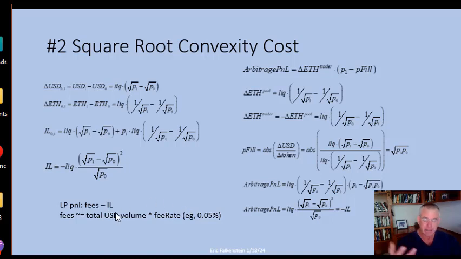They should be making, in options, you make it via theta, the option decay. But in these AMMs, you get a fee. And fees are easy to measure. It's 5 basis points. If it's a 5 basis point pool, it'd be 5 basis points times whatever comes in. It's about equal to the absolute value that USD traded. So this is pretty straightforward to calculate.